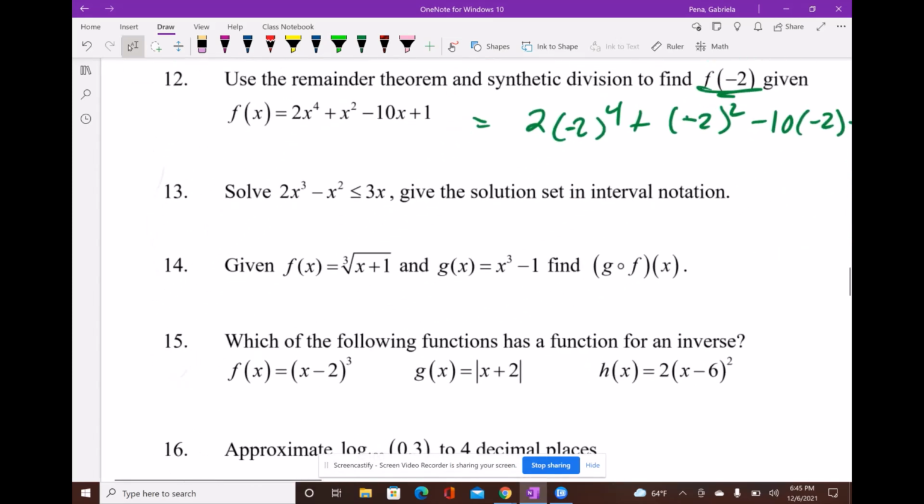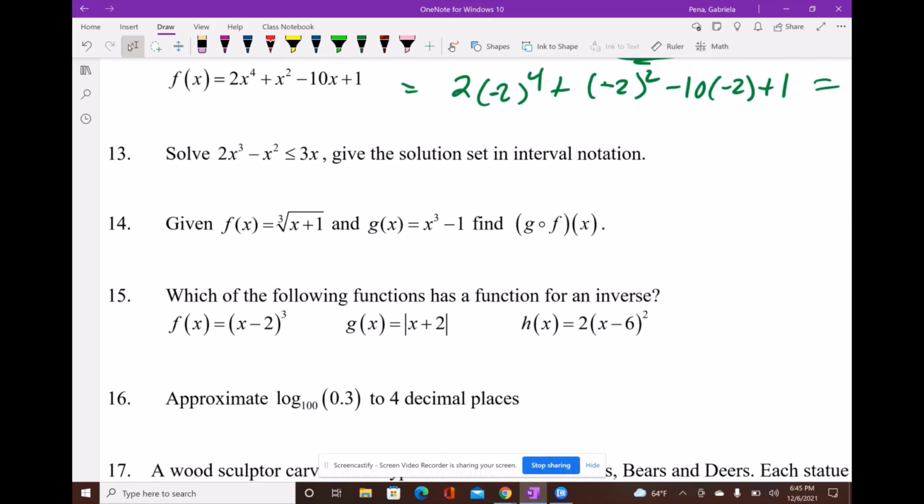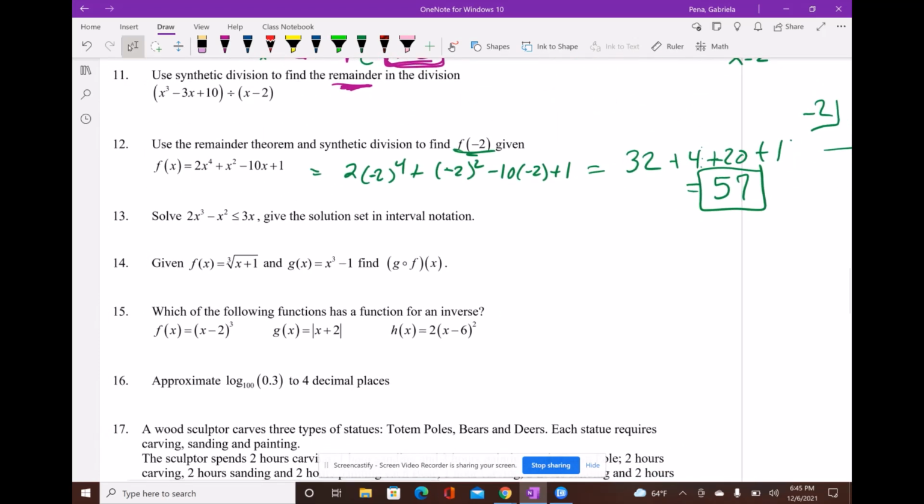All right, we're going to skip 13 and go on to 14. We're doing G of f of x. Here we have to plug in function f for every x in G. So what does that mean? This becomes the cube root. Just kidding, it's the other way around. Sorry. I'm thinking too much.